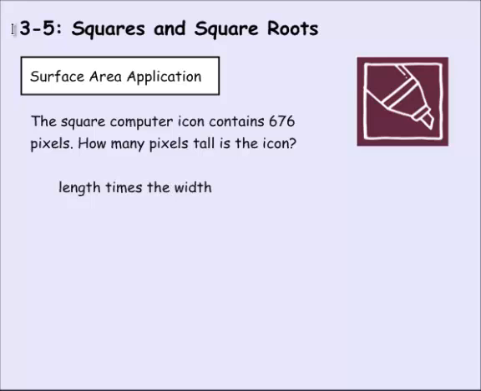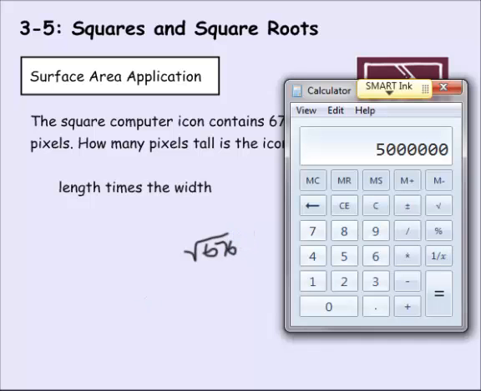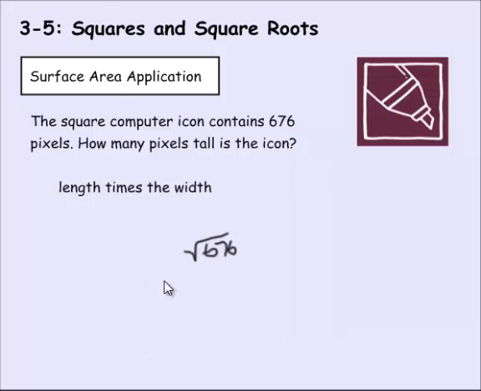Well, we can try doing the square root of 676. And there's a function on your calculator to do that. So let's do that. The square root of 676 would be 26. 26 times 26 would equal 676. So it's 26 pixels tall, it's 26 pixels wide. So we'll say 26 pixels tall.